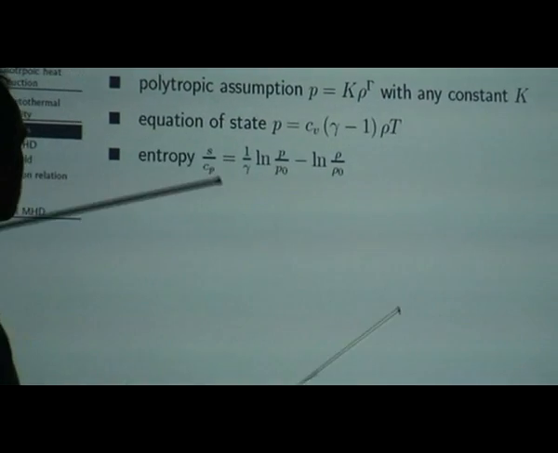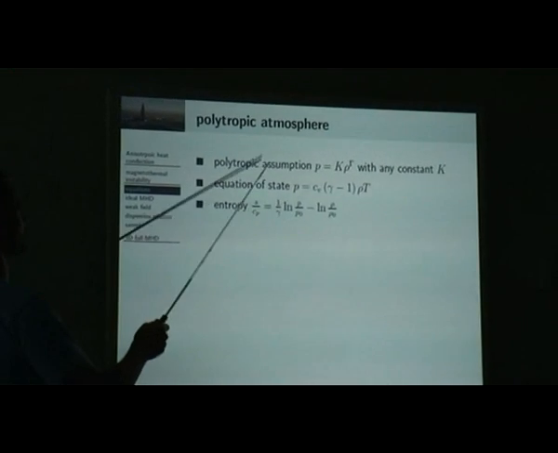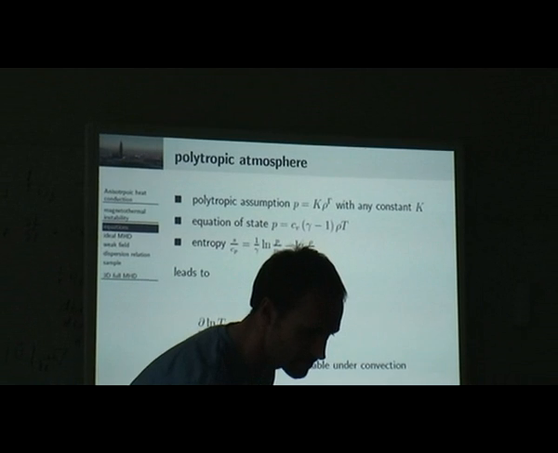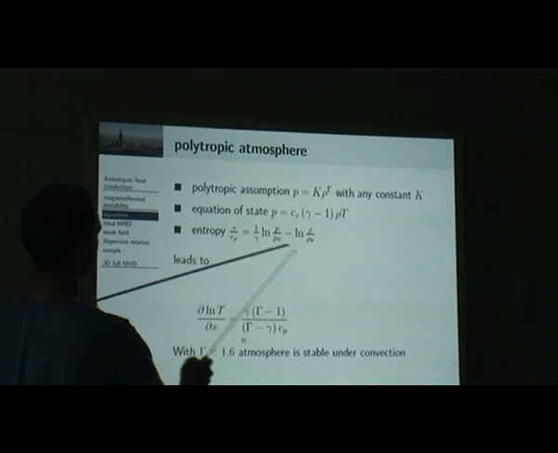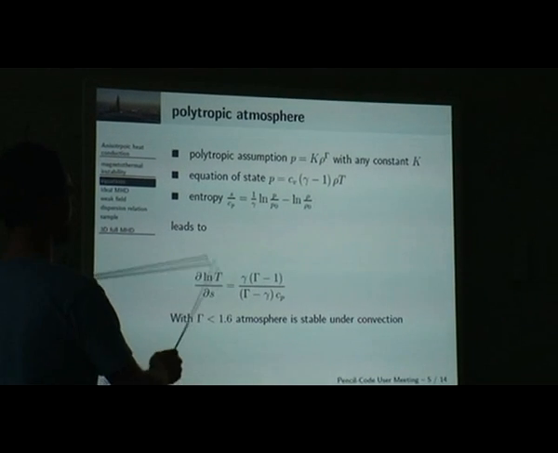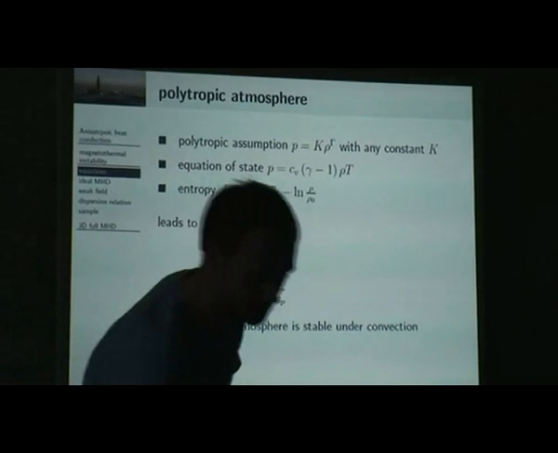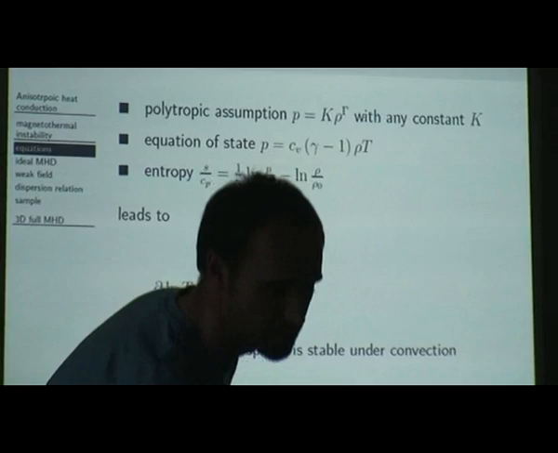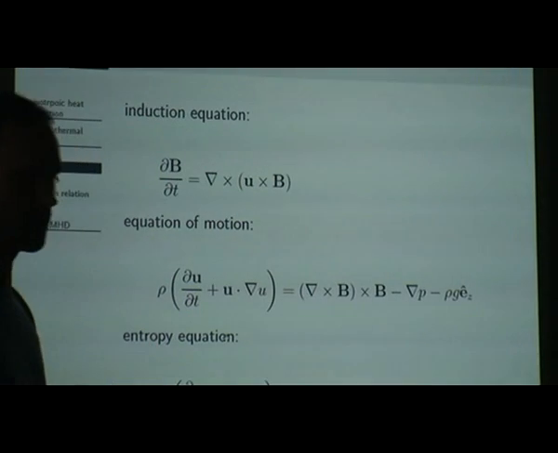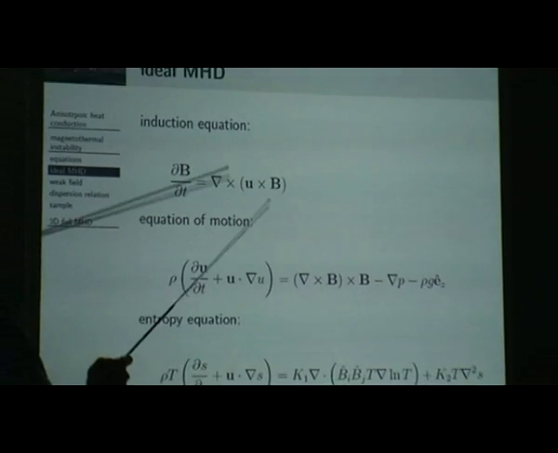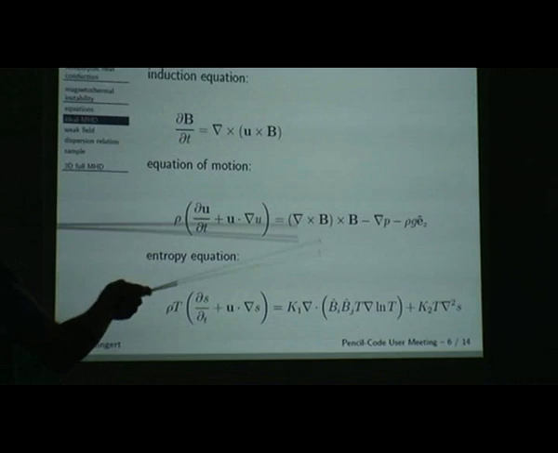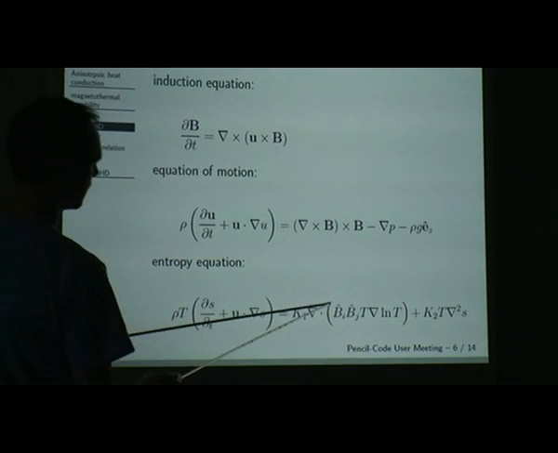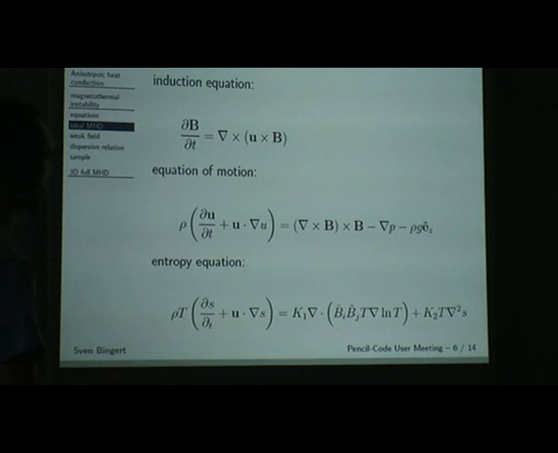To do this, just a small formula. We start with a polytropic atmosphere. I guess a lot of people have seen these formulas. We have this assumption, the equation of state, entropy, and now you get the definition for a stable atmosphere without this anisotropic heat conduction. The ideal MHD is also clear. It's just for myself, these formulas. So we have the continuity equation, equation of motion, entropy equation, and here you have the Spitzer conductivity with the unit vectors of the magnetic field.